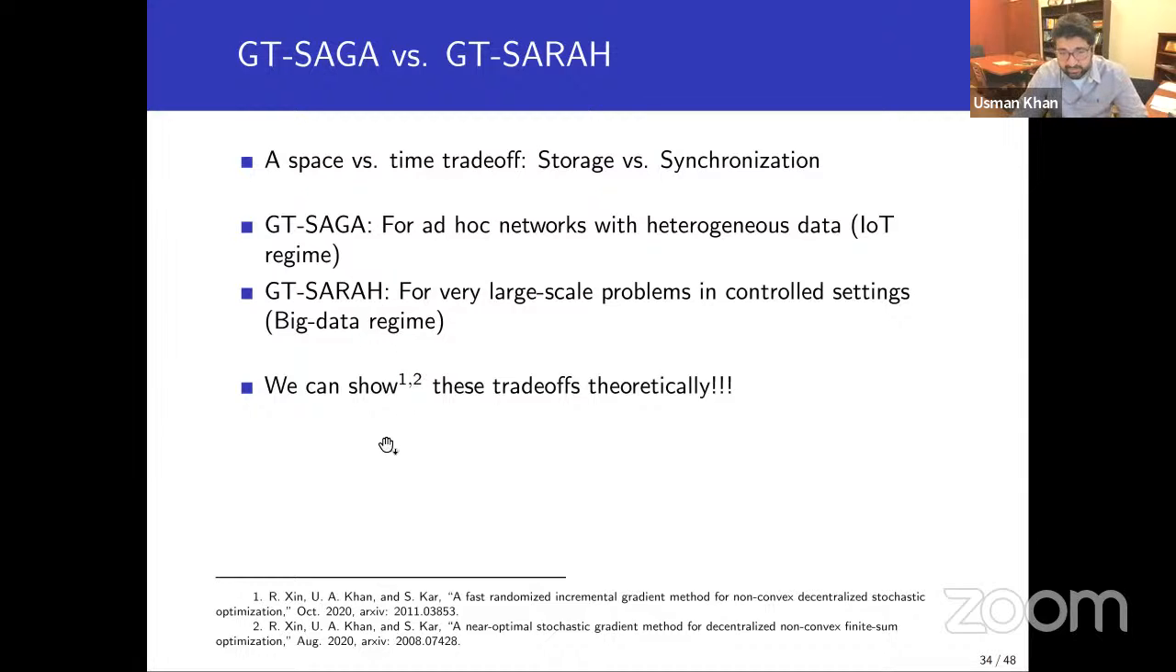And these are the papers. If you are interested, you can go look at them. Actually, both of these are published now. The second one is published in SIAM Journal on Optimization. The first one is in Transactions on Automatic Control.